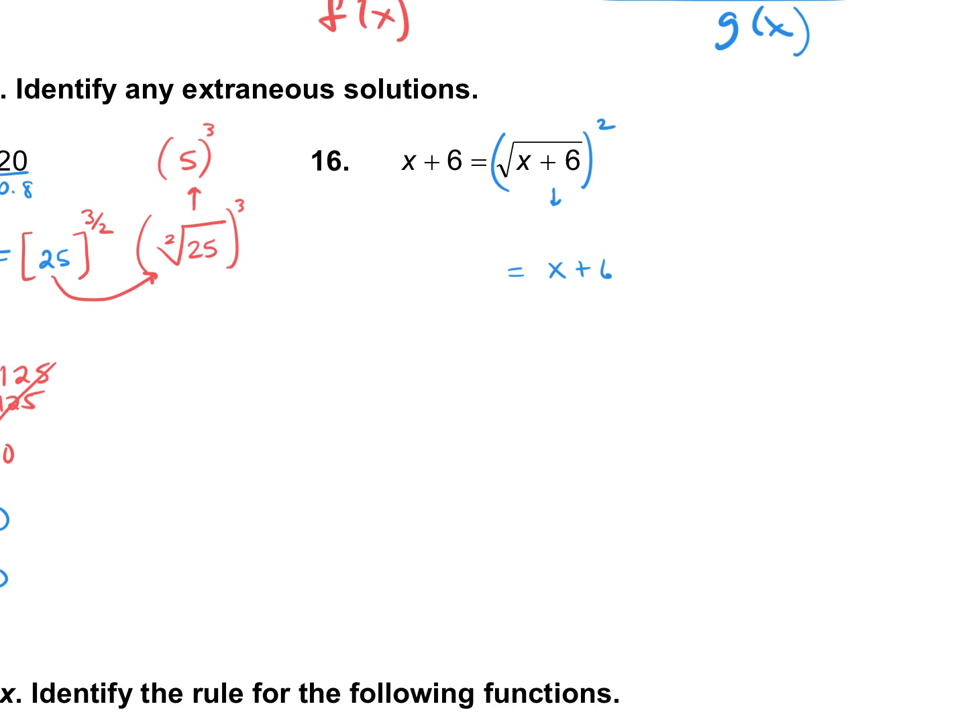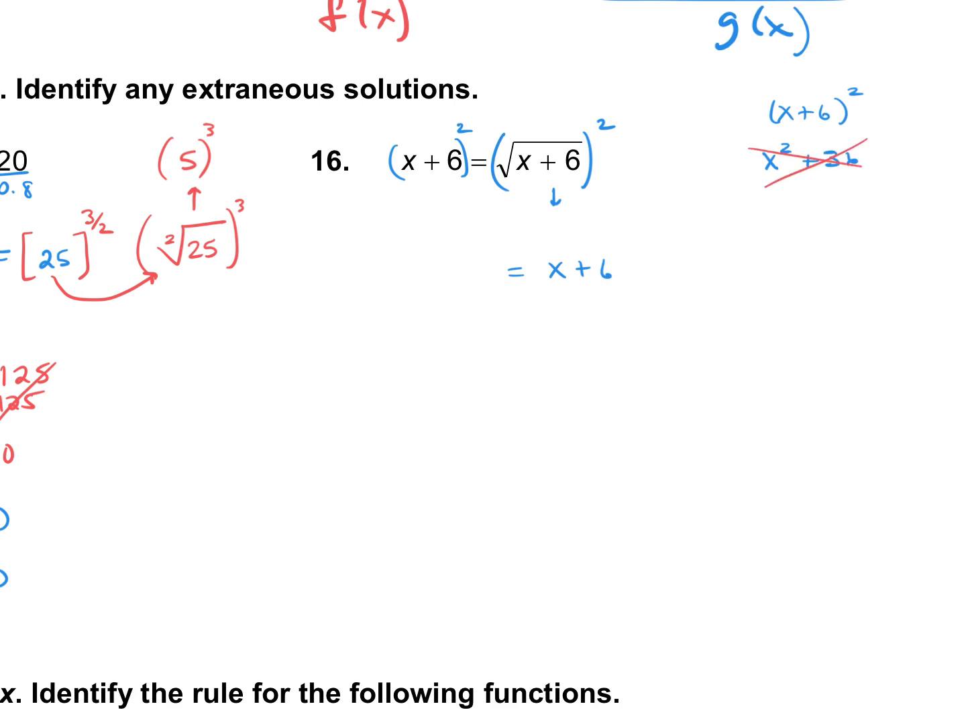But if we're going to square the right side of the equation, we have to square the left side of the equation. And here's where we get to the number one mistake I see when squaring binomials. If you have x plus 6 squared, and you square the x and square the 6, you get x squared plus 36.